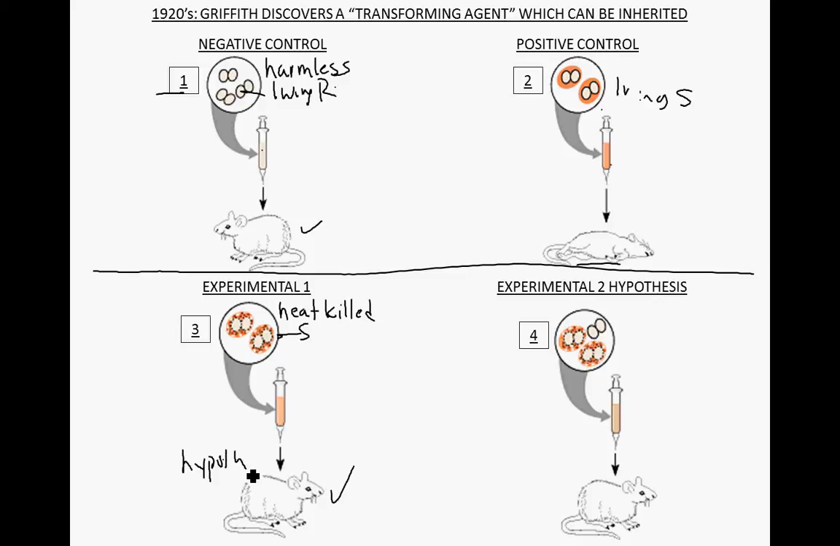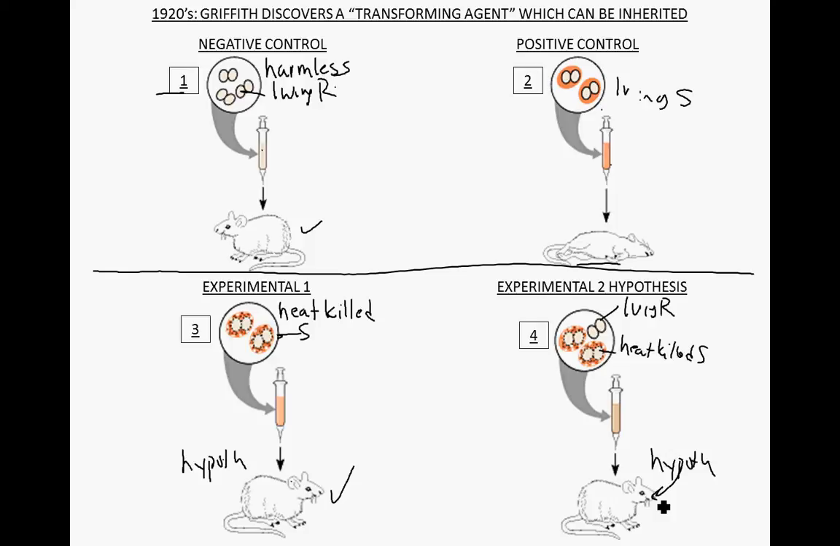This sort of is the hypothesis. The next experiment is that he mixes living R, again, which is harmless, and heat-killed S, which is harmless, over here. And he predicts that he should get living mice, no problem.